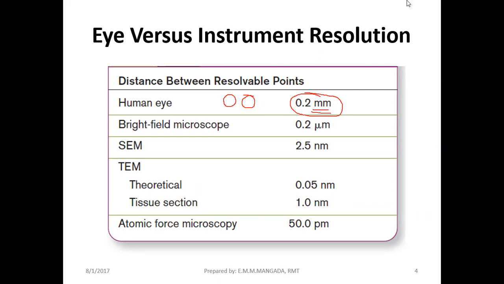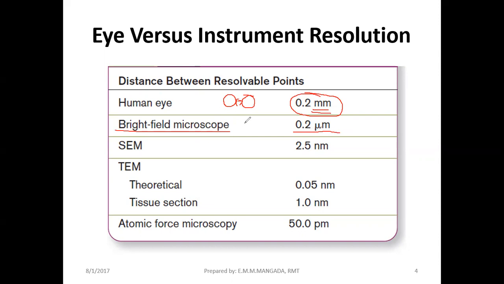But when we're using our microscopy techniques, or our microscopes, or our instruments for microscopy, we have the ability to see smaller, minute objects. For example, when we're using a bright field microscope, the distance between the resolvable points is at 0.2 micrometer. While for the human eye, the distance at which we can appreciate that two objects are separate is 0.2 millimeter.